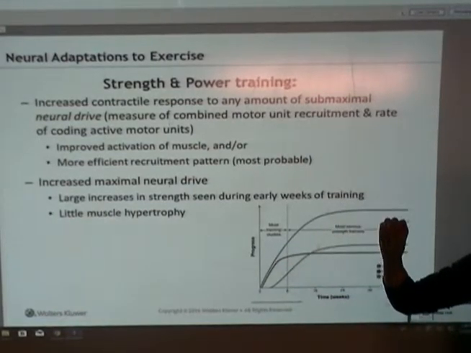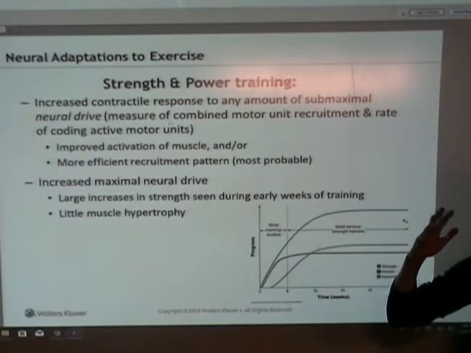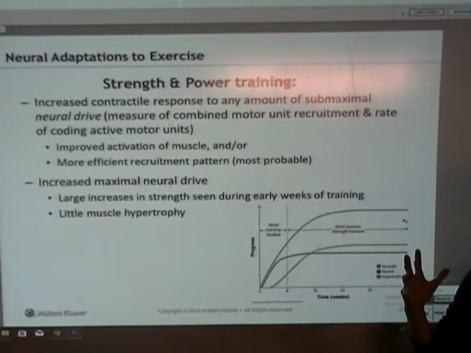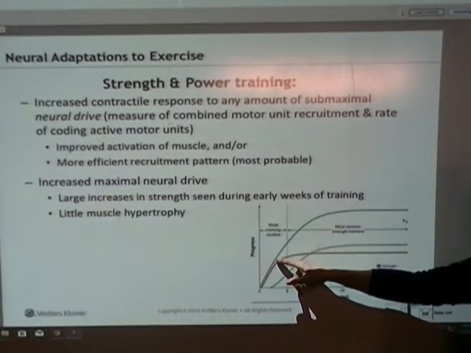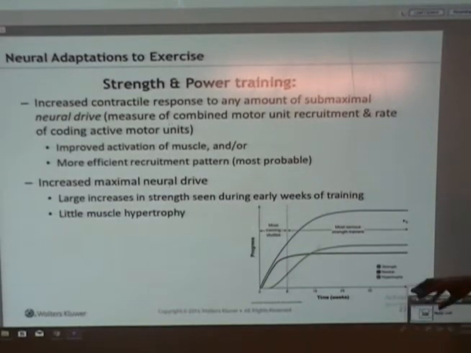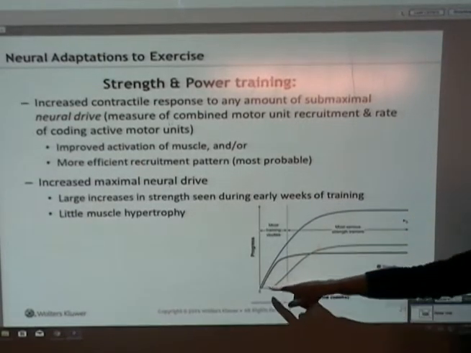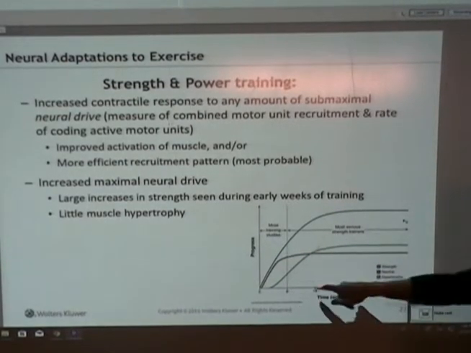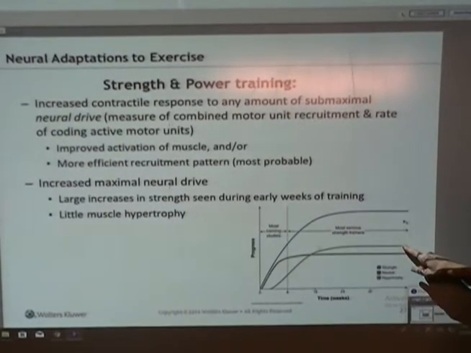Did their muscles get bigger in 1 week? Takes ages. Any of you have ever tried to put on muscle mass? No, it takes ages to grow muscle, right? And yet, they got stronger, right? And that continues for some time, okay? So the blue line here is strength. The orange line is neural changes, and the green line is hypertrophy of the muscle tissue.